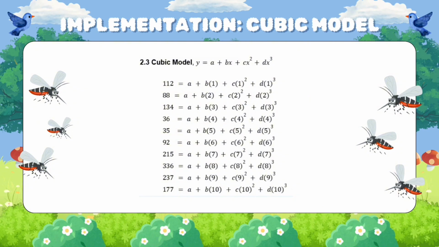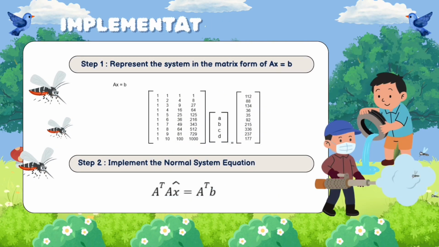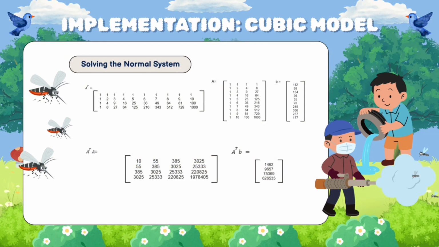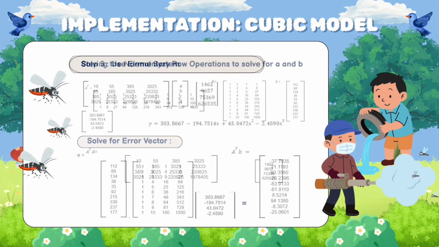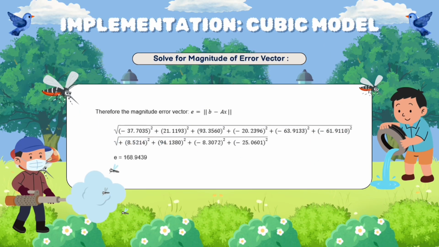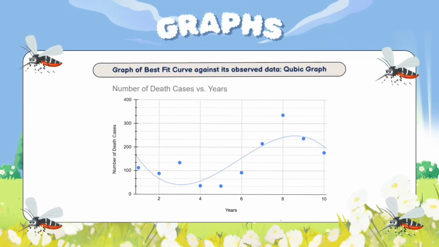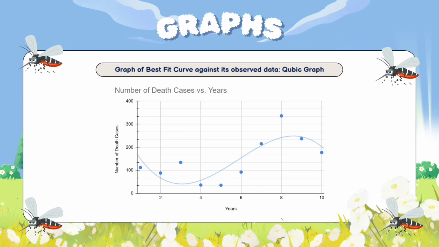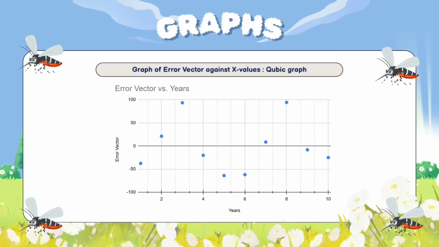But we didn't stop there. We pushed the boundary further by introducing our final competitor, the cubic model. With an extra degree of polynomial freedom, this curve possessed the flexibility to mirror both the early dips and the massive 2015 spike in the data. When we pulled the final error calculations, the cubic model achieved an error magnitude of just 168.9439. The following shows the cubic graph of observed data against the year and the error vector against the year.